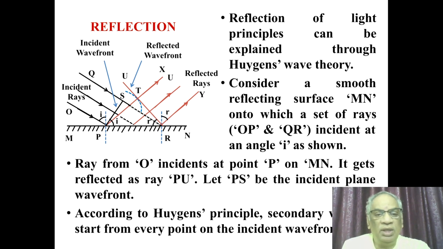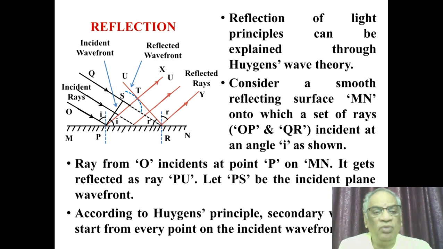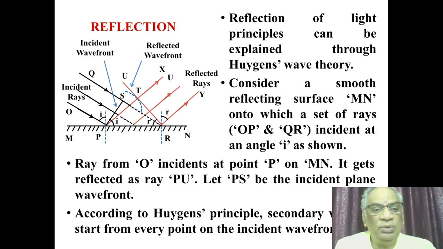The surface is MN, onto which a set of rays like OP and QR are incident at an angle of incidence i as shown in the slide. The ray from O is incident at a point P, while the ray at Q touches the surface at point R. Both the angles of incidence are i. The ray from O that was incident at P gets reflected as a ray PU.